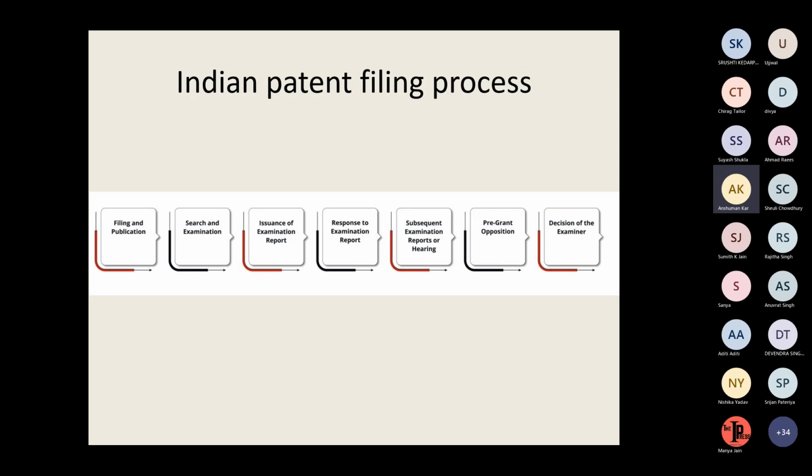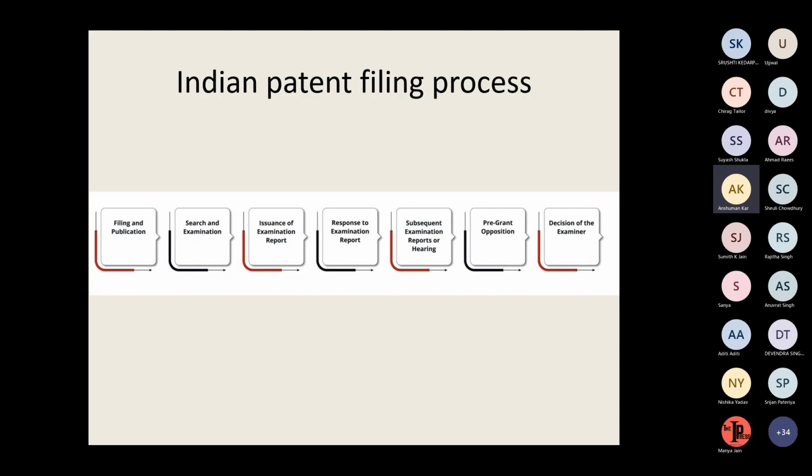The examiner examines it and issues an examination report. We have already gone through the basic patentability criteria which the examiner considers. Apart from that, there are some formal requirements which they need to take care of. Based on that, an examination report is issued. Within 6 months from the issuance of that examination report, the patentee is required to file a response to the report. So they need to address all the objections within 6 months.